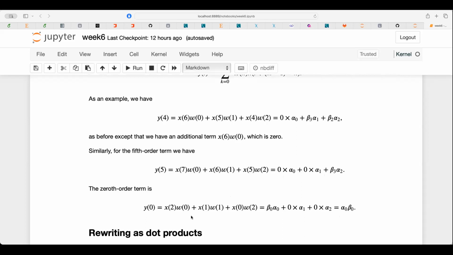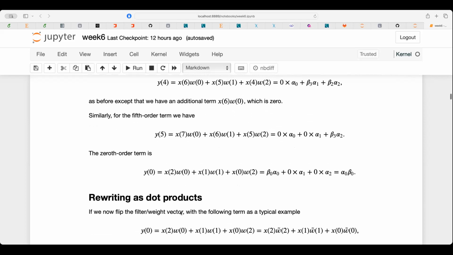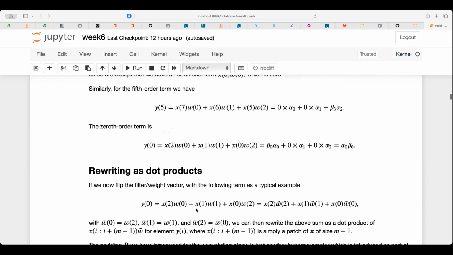Now, there's another thing which you can do. If you look at this expression here, there's nothing which hinders you in rotating the filter or interchanging the filter. So what you could do now, if you look at the expression which you have here for the filter, so you have x2 times w0. This is just one of the terms.